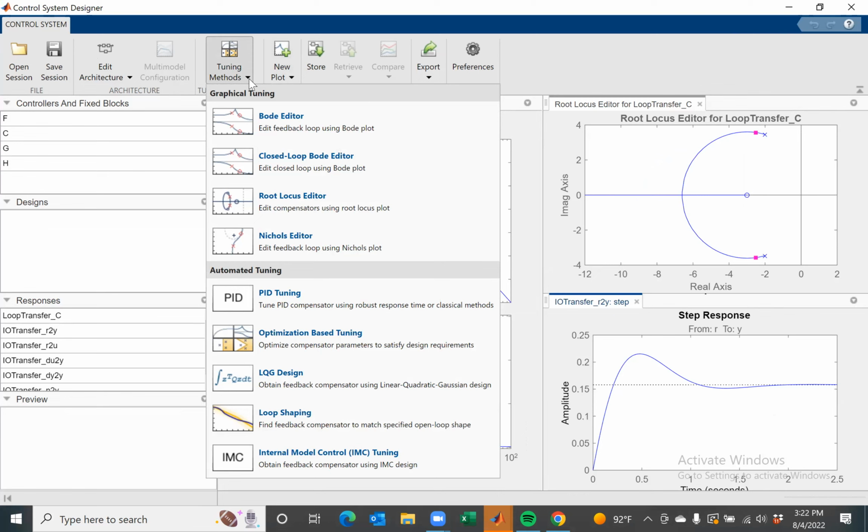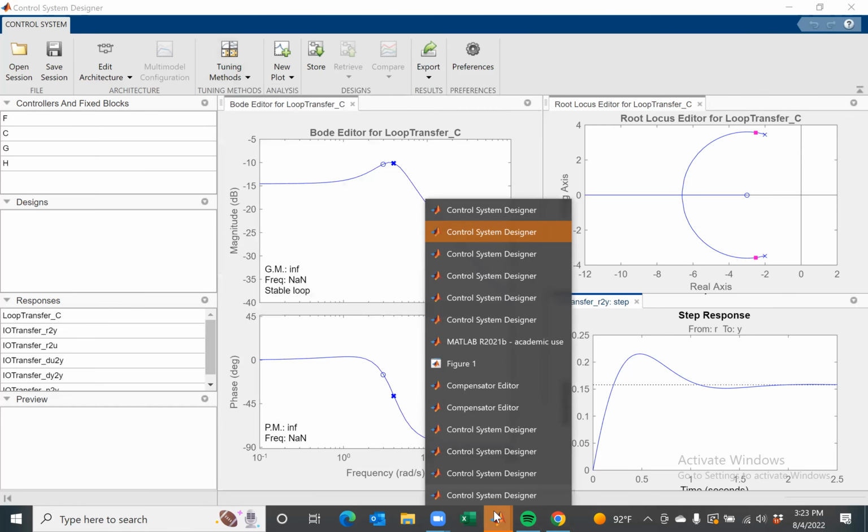Now there is additional activity that you can do here, which is to use this to design the PID. You can use the control system designer for optimization. You can do loop shaping and so on and so forth. So if you want to try the PID or something like that, you are welcome to try doing this.